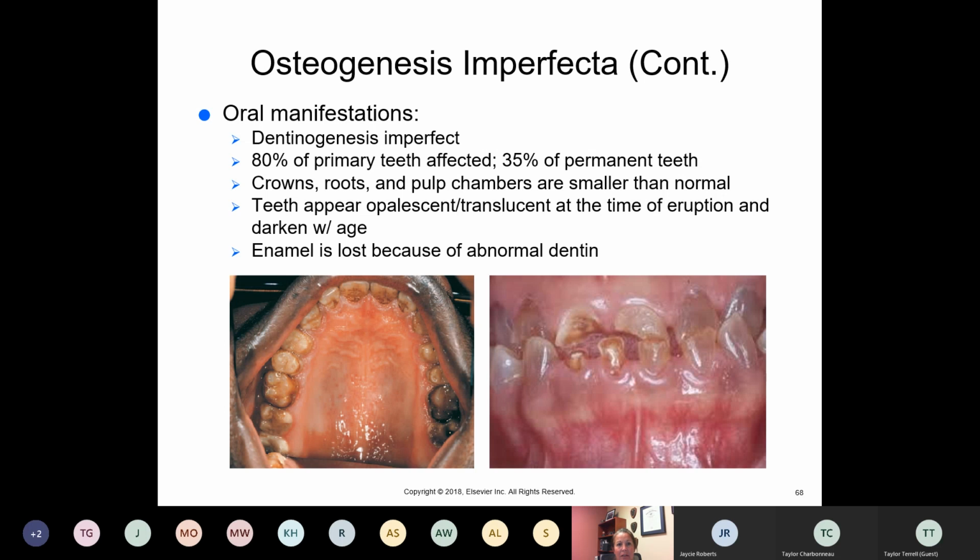And because our dentin is not formed properly, the enamel is lost because the enamel lays down on top of the dentin, and if the dentin is weak, the enamel can't adhere and be strong.